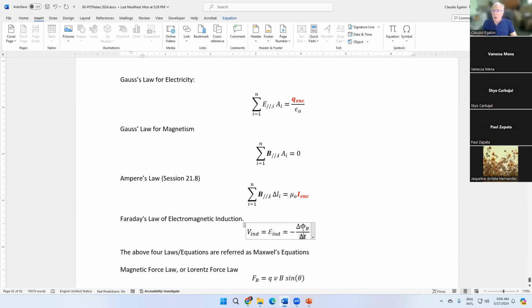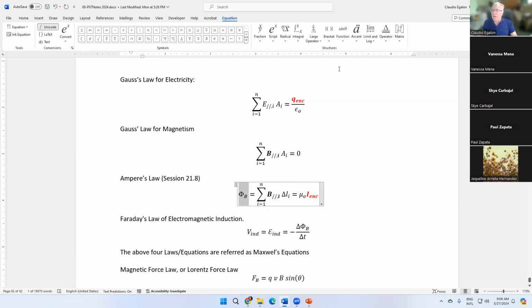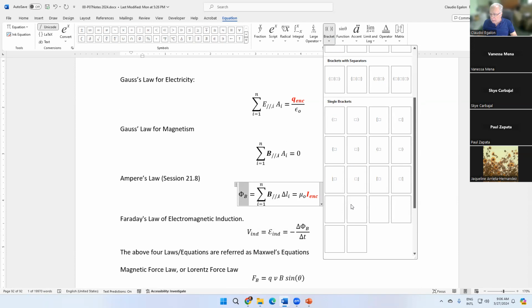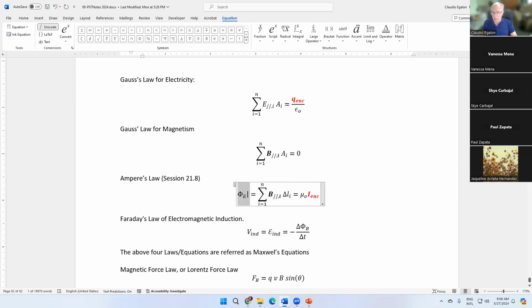Don't forget, there's a very important difference here. This is the magnetic flux, right? Here too is a magnetic flux. But I'm going to emphasize that this magnetic flux is the magnetic flux through a closed surface.